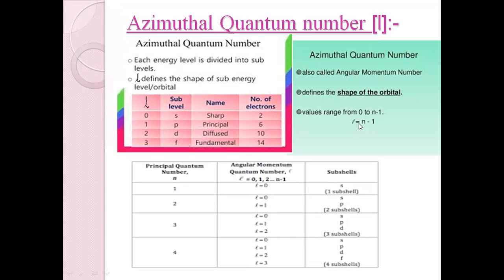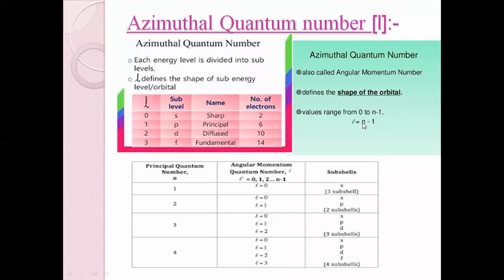So when we say L is equal to n minus 1, but remember, whatever the value comes, we are not going to put up that value directly, because the values of L, that is the azimuthal quantum number, range from 0 to n minus 1. तो जो भी आपका आंसर आया हो उसको हमेशा हमें 0 से लिखना शुरू करना है. ठीक है. For example, let's look at this pink table first.